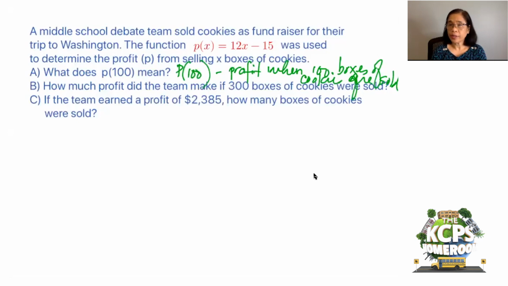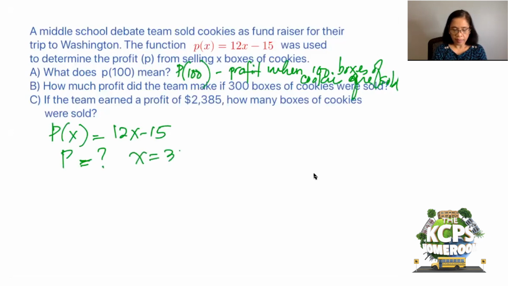That's how we interpret P of 100. Then in letter B, we're asked how much profit. So if we have P of X is equal to 12X minus 15, what is the amount of profit if 300 boxes of cookies were sold?